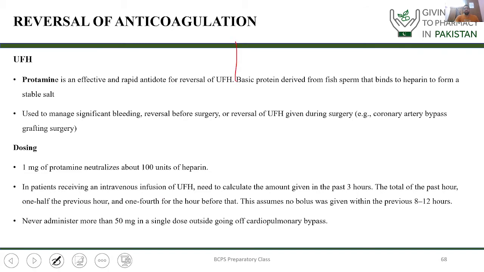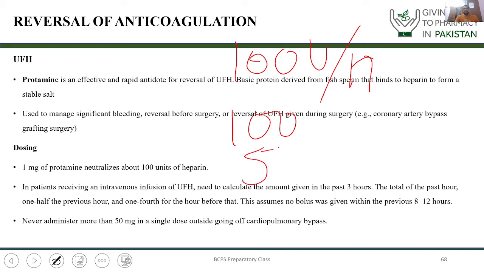Like for example, the patient was using 100 units per hour, so it means in the last hour the patient used 100 units. Then in the previous hour the patient used 50 units. Then before that we will take one fourth, 25 units. So it means the patient used a total of 175 units.